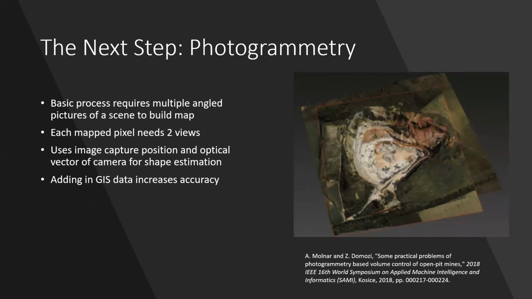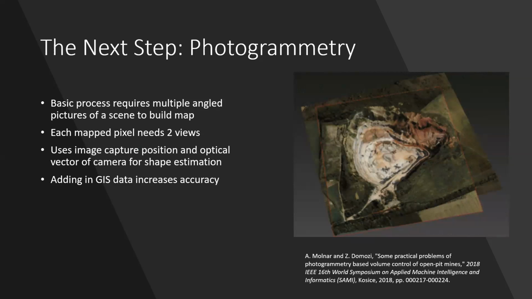So the next step as we start thinking about building these maps is photogrammetry. And the basic process is somewhat similar to basic image stitching. But you need multiple angled pictures of a scene to build this map. And for each mapped pixel, they say in the paper on the right you need about 2 views. So as you can imagine, for a lot of pixels, you need a lot of different views. And it uses the image capture position, so basically where the drone is positioned in the air, and the optical vector of that camera for the shape estimation. So that's why you need 2 views, so you have 2 vectors to estimate this depth.